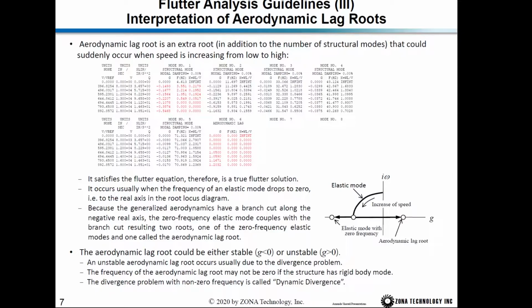Because when the divergence occurs, you will create a lift. This lift will move the whole aircraft up and down. Because the mass of the whole aircraft is huge, the associated frequency is small, but not 0.